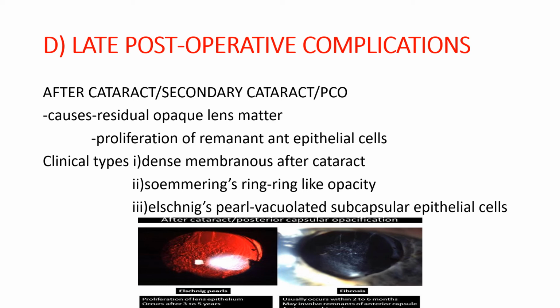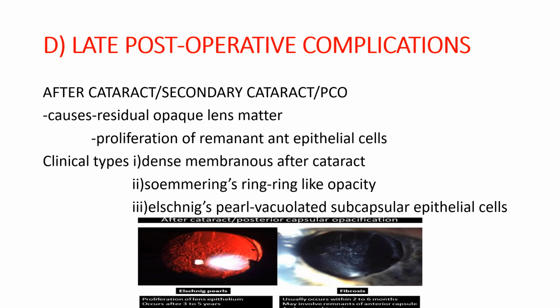So clinically, we see three kinds of after cataract. One is dense membranous after cataract. So here the whole of the posterior capsule will become opacified. This is one type, dense membranous after cataract. I think the second picture showing here is the dense membranous after cataract of the posterior capsule.